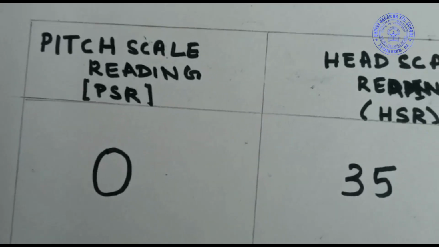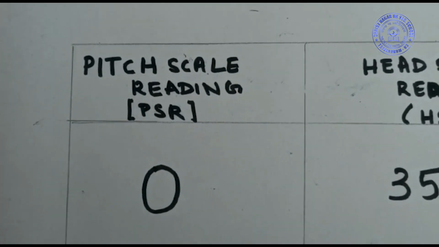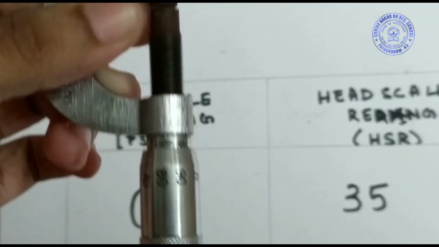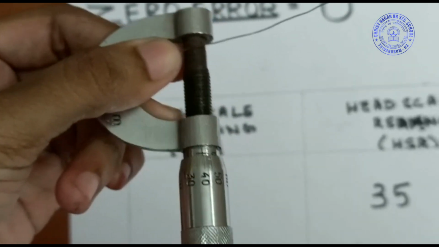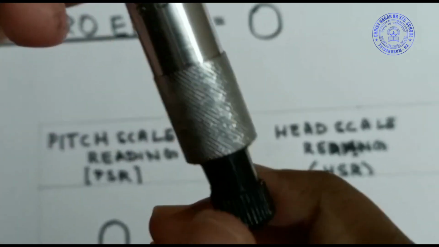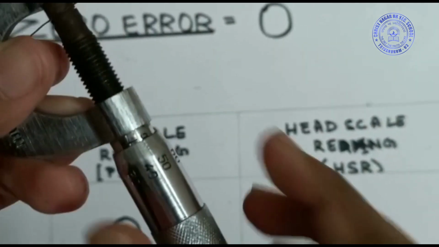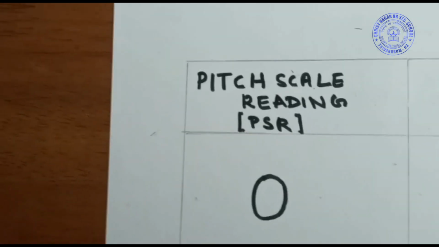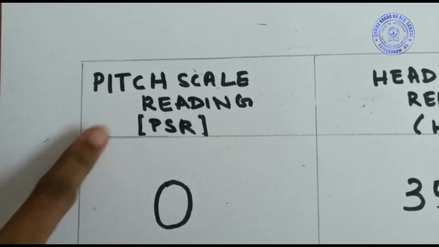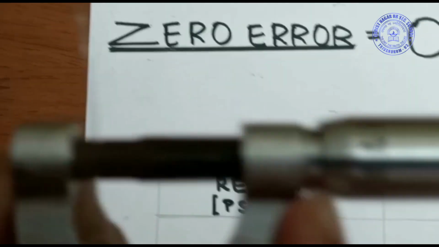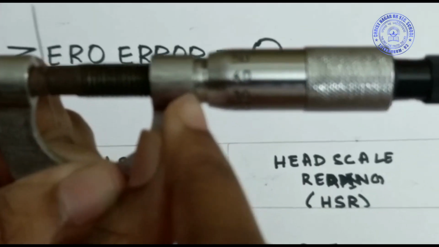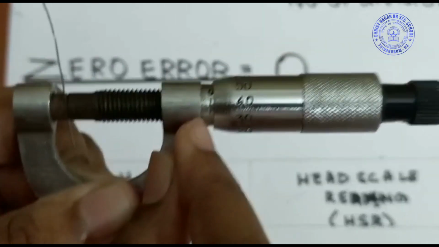Now we will move on to the measurement. So the first thing we need to find is the diameter of the wire. So we will tighten the wire in here. We have to tighten it till we hear a click. Make sure that you rotate this part only, as if you rotate this part, there may be some error in the reading. Now, the first thing we need to find is the pitch scale reading or the PSR. As you can see here, after we have tightened the wire, we can only see the 0 value on the pitch scale. So we get the PSR as 0.